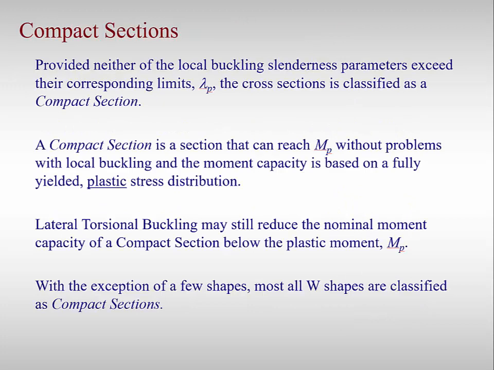As previously discussed, a cross-section that does not exceed either of the plastic local buckling slenderness limits is considered a compact section. A compact section can reach the plastic moment without buckling locally. However, lateral torsional buckling may still reduce the moment capacity. With the exception of a handful of shapes, most all W shapes are classified as compact sections. Page 16.1-47 has a user's note that lists the W shapes that are not compact.